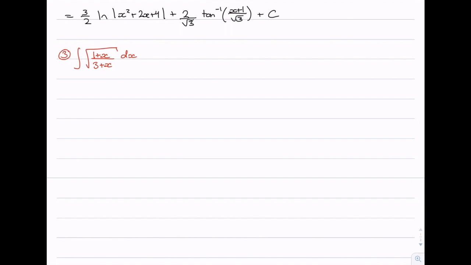The third example is the integral of the square root of (1 plus x) divided by (3 plus x). So here, our function is of the following form. It's of the form ax plus b divided by cx plus d, all under a square root. So we have a degree 1 polynomial divided by a degree 1 polynomial, all square rooted. Now the way we deal with these is a little bit counterintuitive. Usually when we deal with surds, we like to rationalize the denominator. But in this case, we want to rationalize the numerator. And let's have a little think about that.